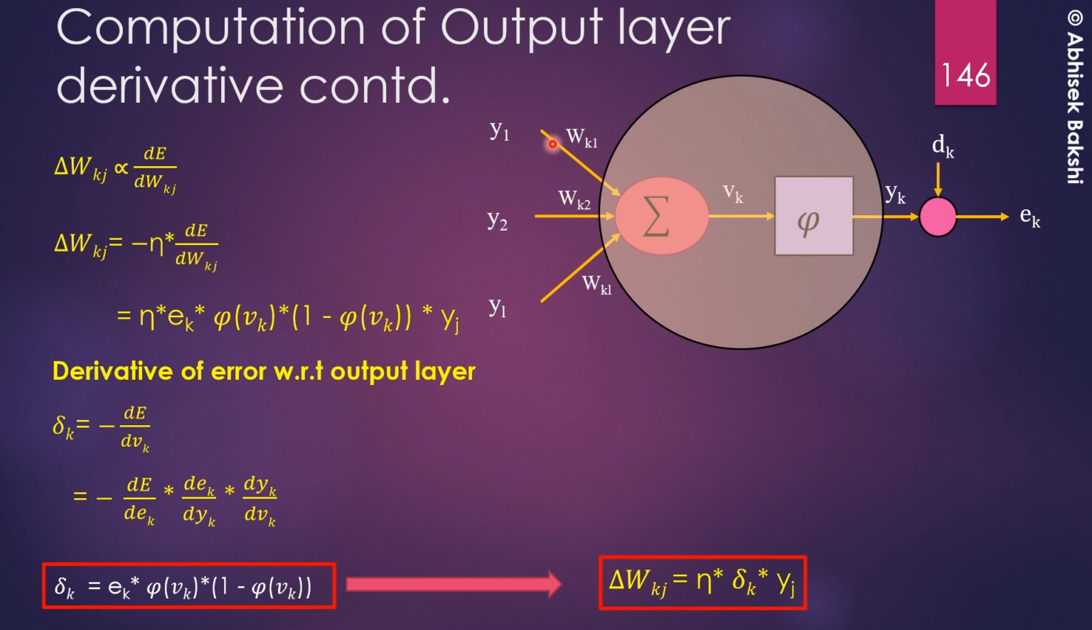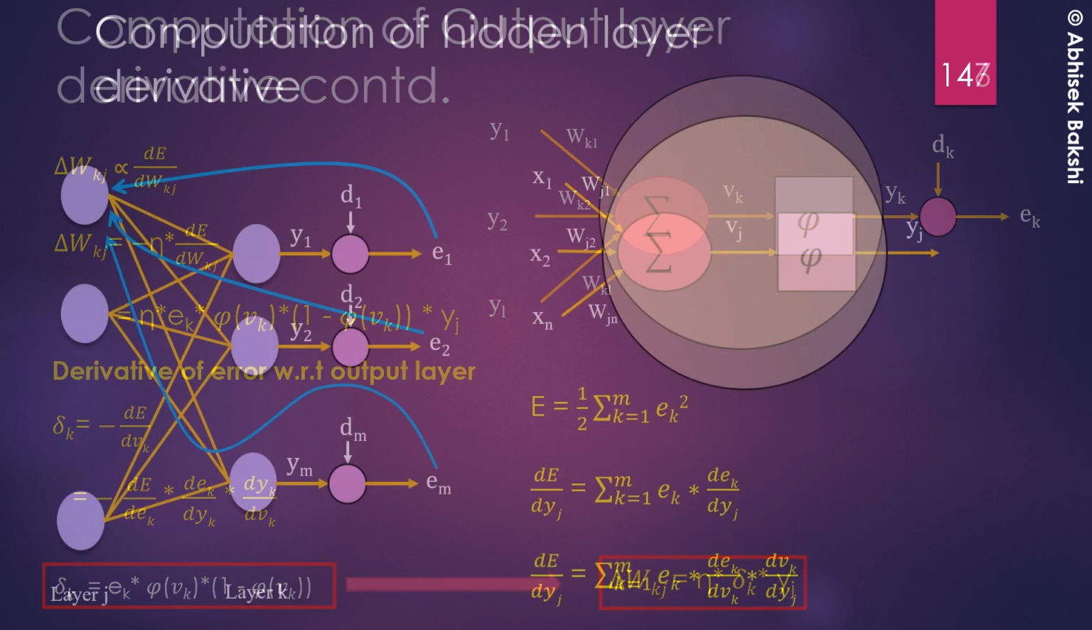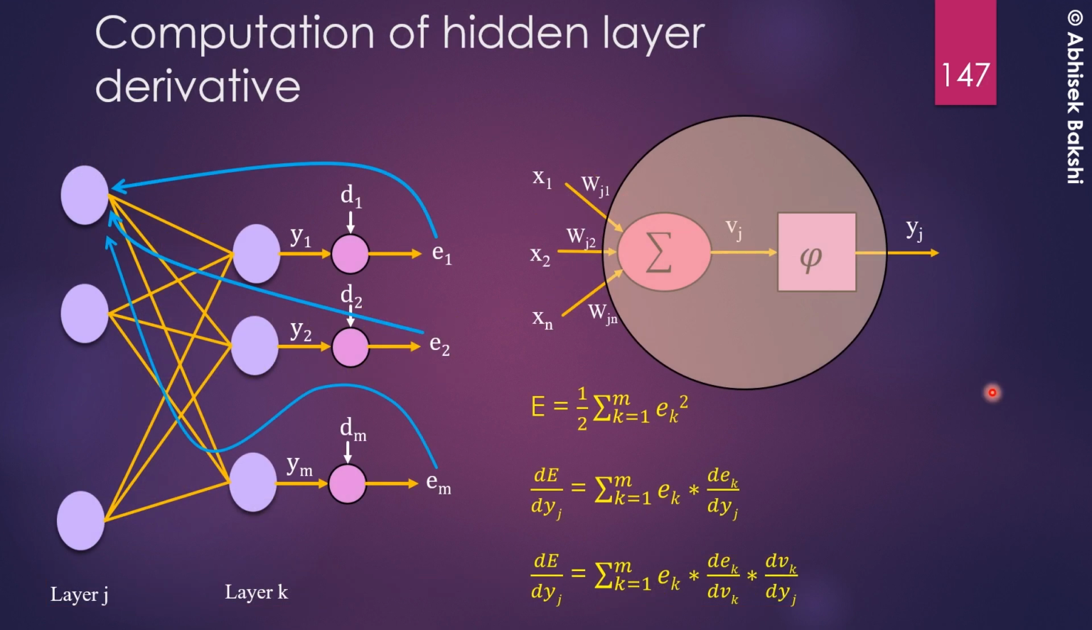So what is the change in this w k1? It will be equal to eta multiplied by delta of this function, and then yj. That means this one, y1. Fine. The question is what is the use of this delta? We will see this soon. Anyway, just try to understand this one.